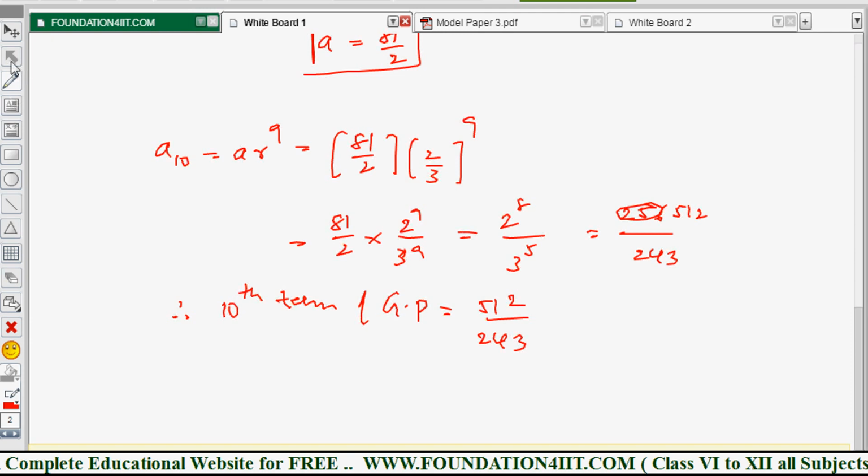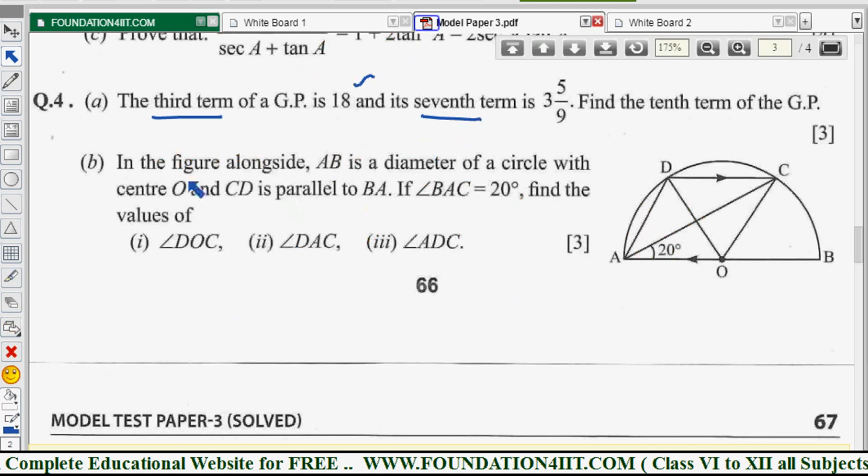Here I used calculations. Here 2 power 9 by 2 is 2 power 8. And 81 you can write as 3 power 4. So 3 power 4 by 3 power 9 is 1 by 3 power 5. Okay, 3 power 5, if you multiply 3 five times, is 243. Okay, this is the answer. That's it about this, and next question.